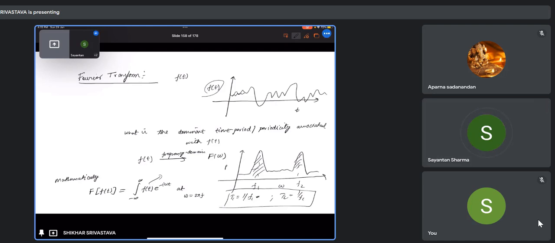So this is how we mathematically represent the Fourier transform of any function f of t. Similarly, if we want to do the inverse, we can write e to the power i omega t d omega. These are the two mathematical representations. Now let's move towards the question.